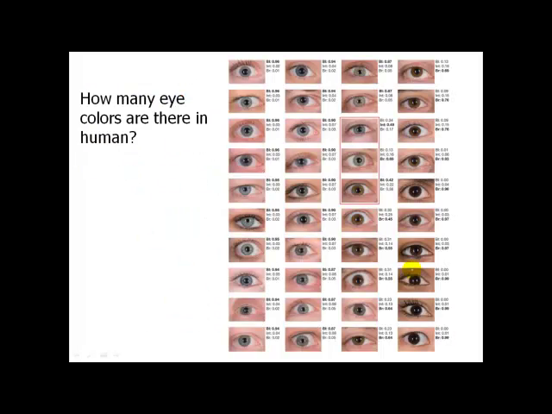Here's a nice depiction of the vast range of human eye colors. It's very often simplified as brown eyes versus blue eyes versus green eyes, and brown is dominant over blue, and so on.